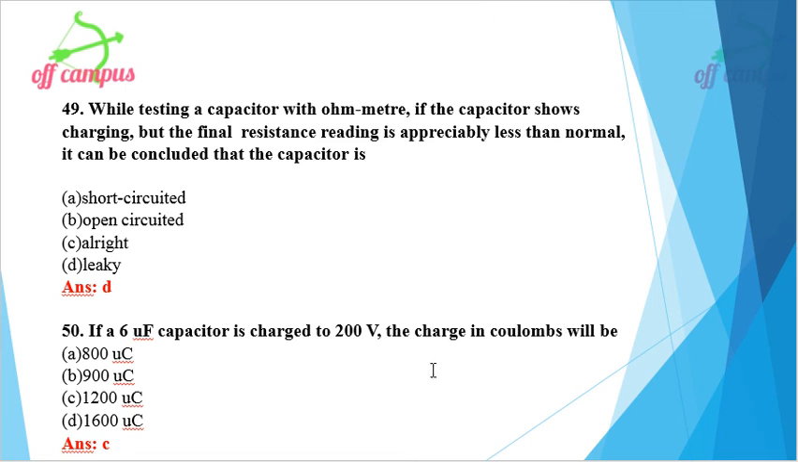Coming to the question, we need to find the charge. The capacitance value and voltage value are given. C equals Q by V, so Q equals C into V. Multiply these two values: 200 into 6 microfarad. It is microfarad, and voltage is simply volts, so when multiplying or doing calculations we need to be very careful of the units. 2 into 6, 1200 microcoulomb. So 1200 microcoulomb, answer C, is the right option for this problem.